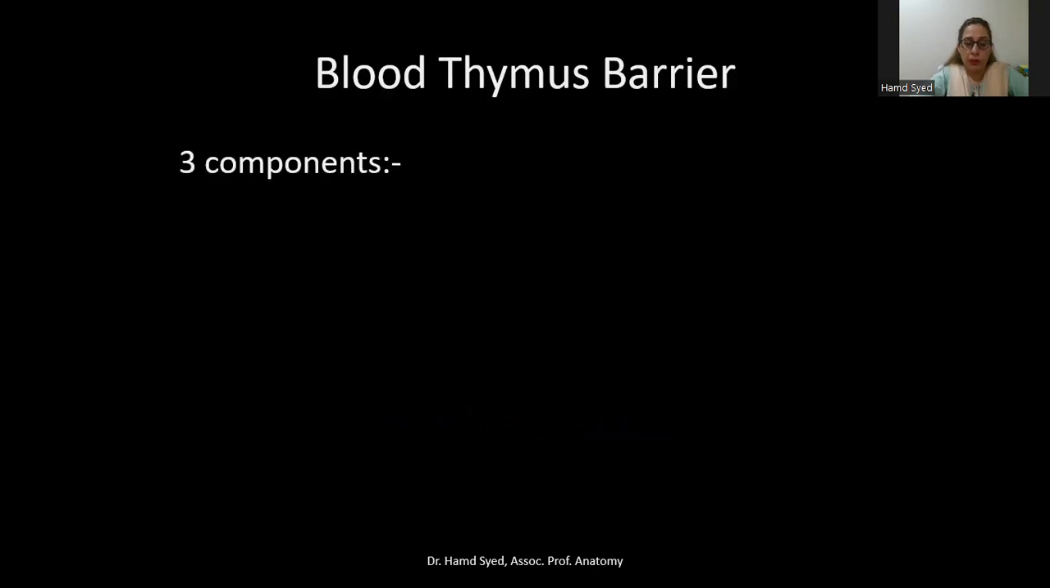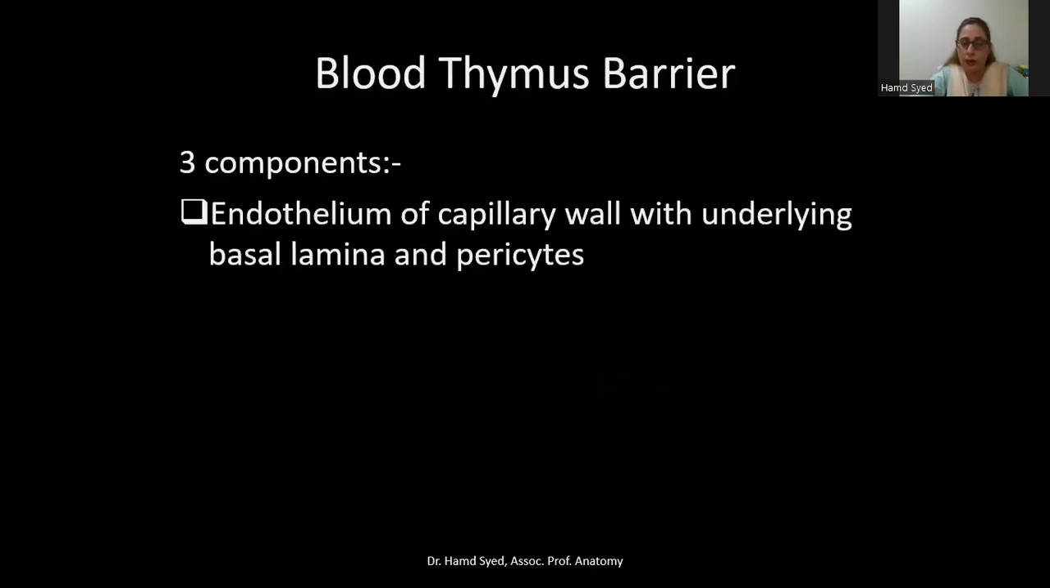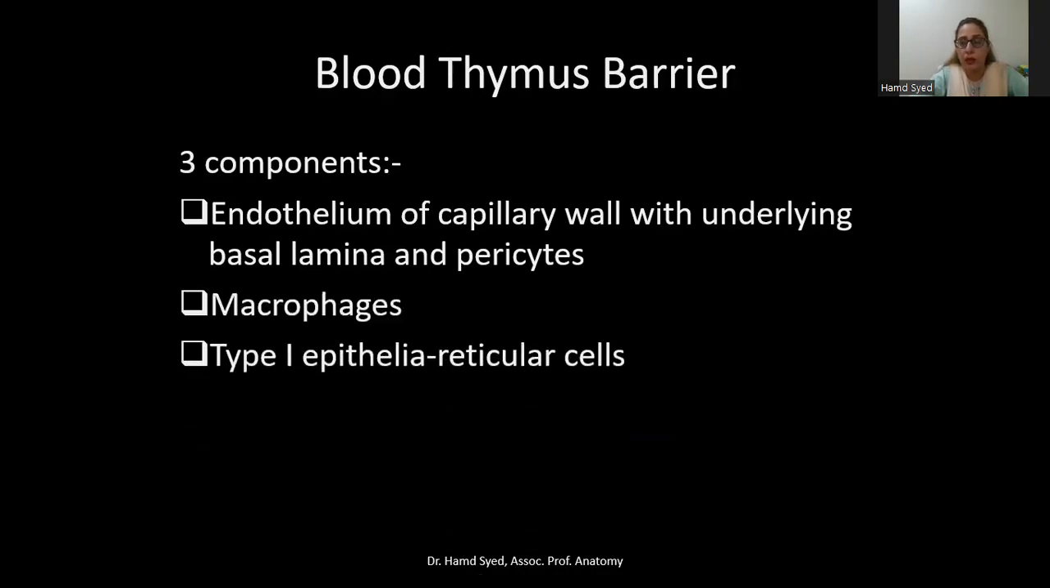If we would enumerate three components of the blood-thymus barrier, they would be, number one, the endothelium of the capillary wall with the underlying basal lamina and pericytes. The second component would be macrophages, and third would be the type 1 epithelio-reticular cells.